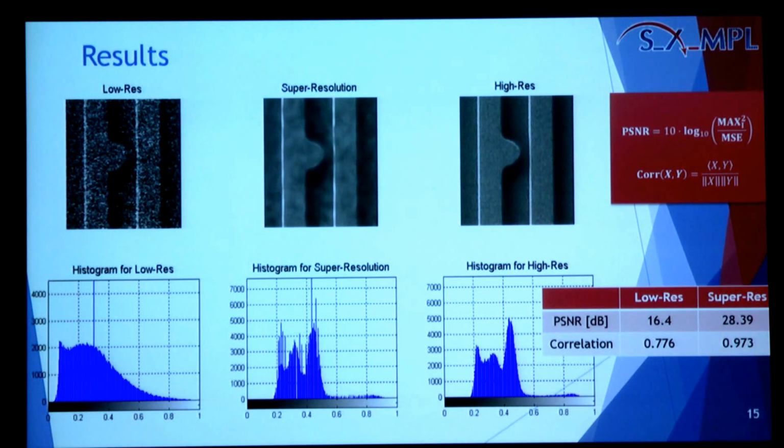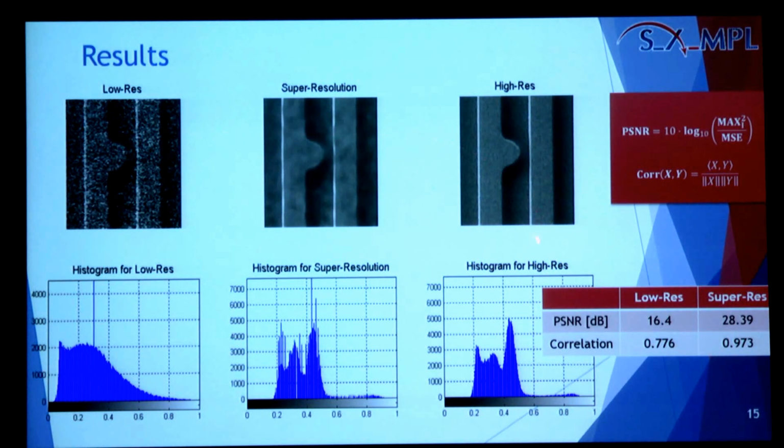PSNR is defined as the log of the maximum intensity over the MSE of each image. And the correlation is found using a cross correlation between both images divided by their respective norms. And you can see the results. To the bottom, we have the histogram.